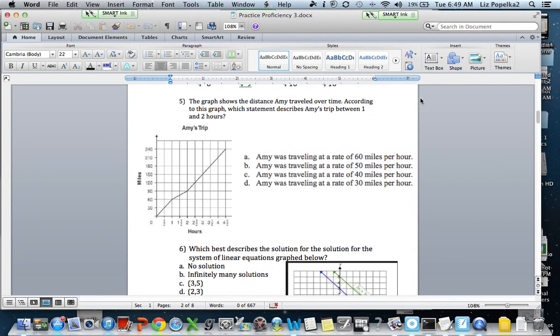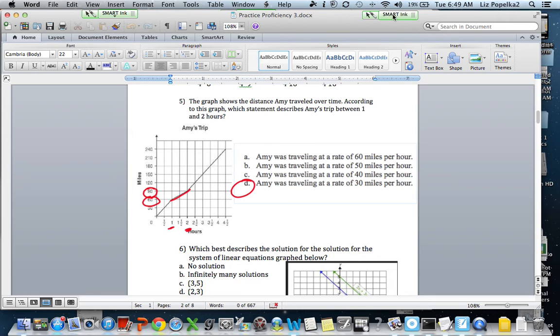Last but not least, number 5, it says the graph shows the distance she traveled over time. According to this graph, which statement describes Amy's trip between 1 and 2 hours? So I'm going to look right here at hour 1 and hour 2 and at where it falls in between. So between 1 and 2, she went from 60 miles up to 90 miles. So in 1 hour, she traveled 30 miles. So that means that D, she was traveling at a rate of 30 miles per hour, should have been our answer.